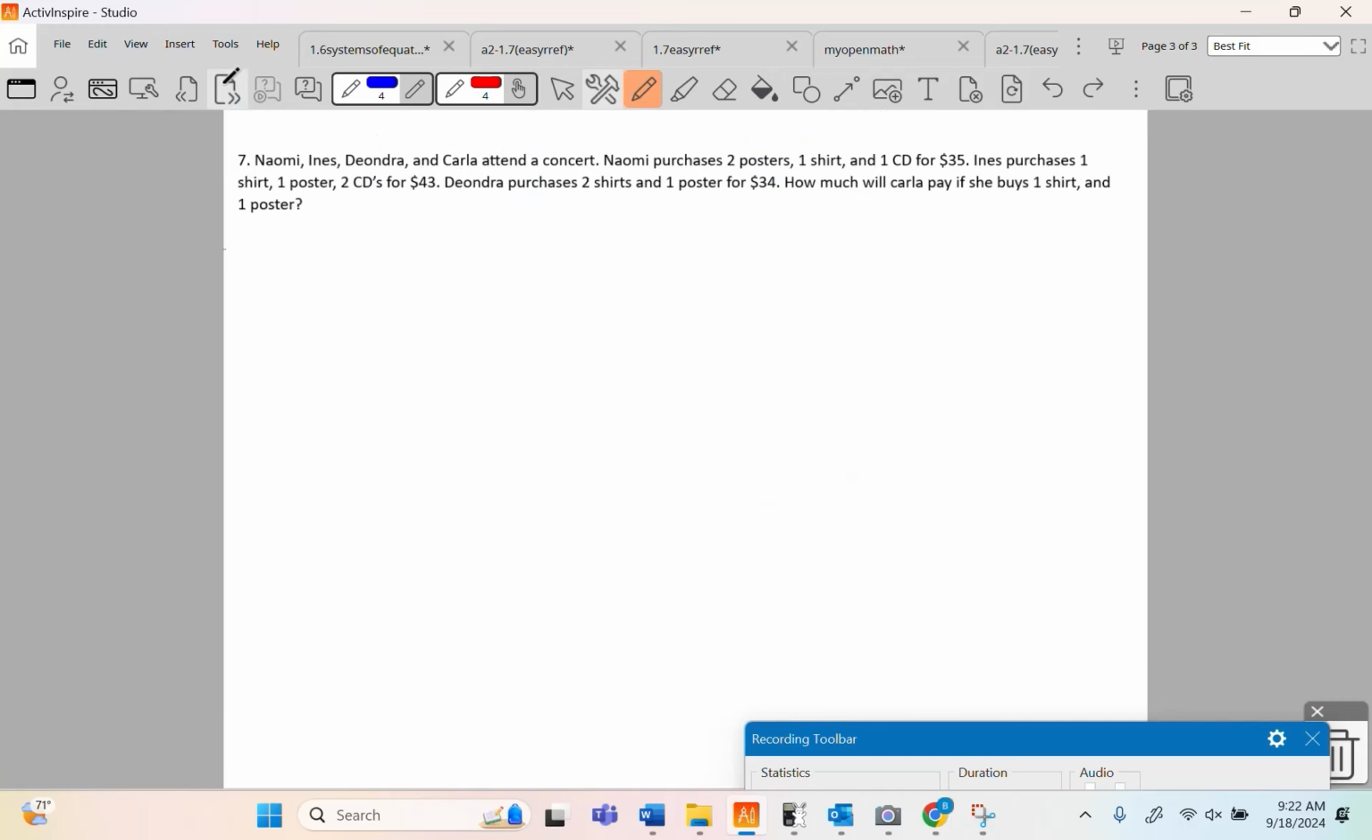And the last one I'm going to do is a word problem. Naomi, Ines, Deandra, and Carla attend a concert. It's got 4 equations, doesn't it? It's about 4 people. So let's write an equation for everybody. Naomi, 2 posters, 1 shirt, 1 CD. 2P plus 1S plus 1C for 35.